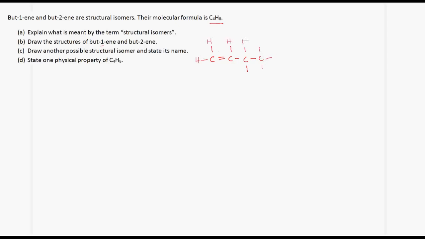So in this case, this will be but-1-ene, and but-2-ene, the 2 means that the double bond is on the second carbon atom. So but-2-ene will look like this. So this is but-1-ene, and this is but-2-ene.